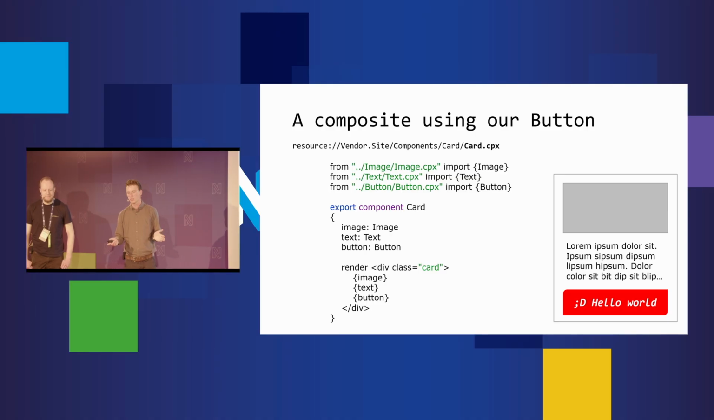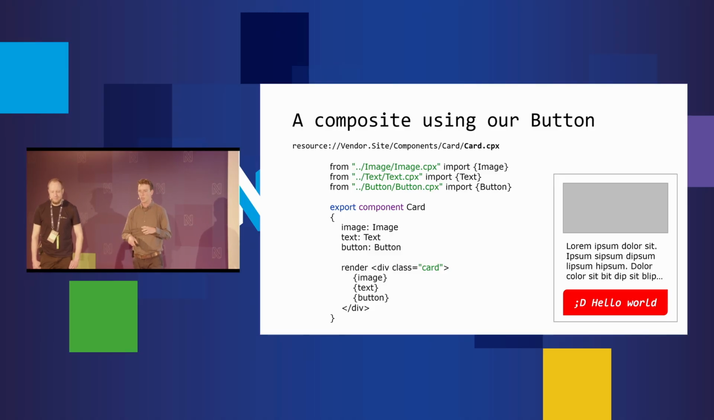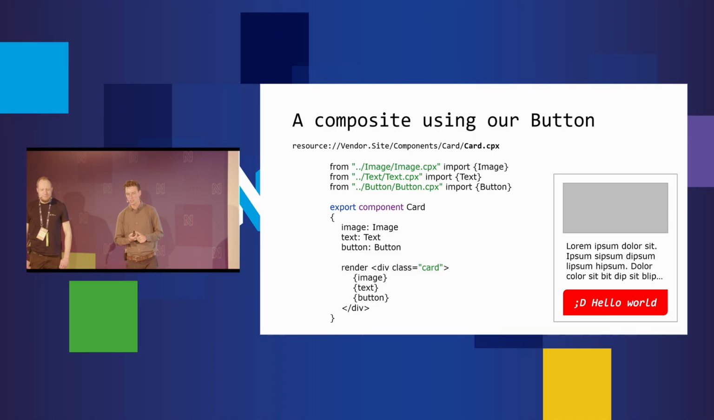But the button itself is still quite simple. How about we leverage new features of CPX that were never there before? And that is composition as a first-level citizen. If we take a look here, we import not only the button, but two other components. I will not go into detail here, but we know the button from the previous ones. And we use the card.